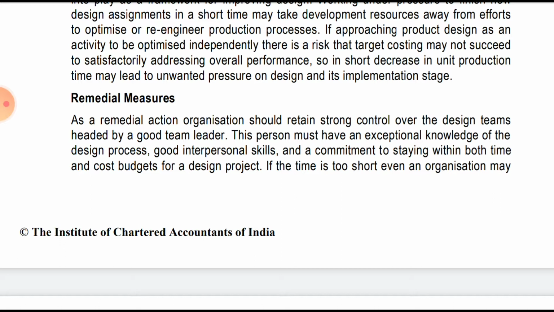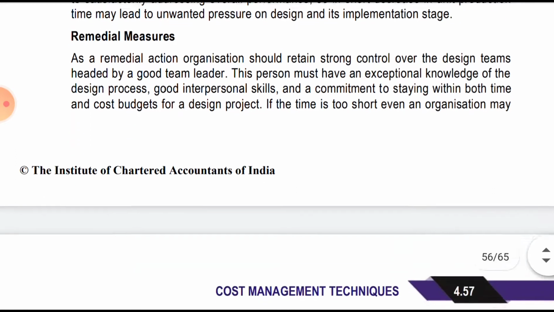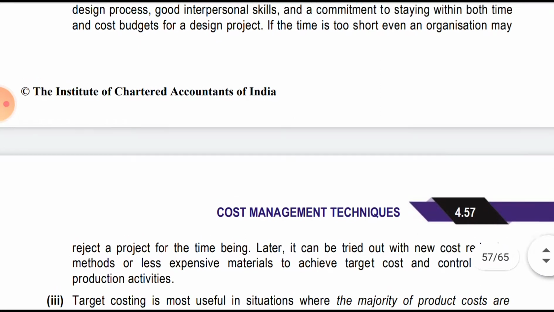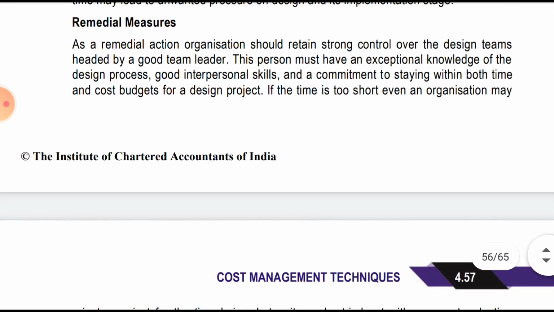And then when they have the essential resources, when they have the resources that they can complete it within the given time and cost, at that time they can accept. We will read this remedial measure again.